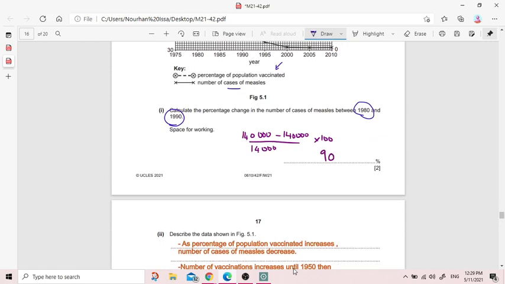So what's the rule for the percentage change? Final number minus original number over original times 100. So 140,000 minus 14,000 over 14,000 times 100. It will be 90%.